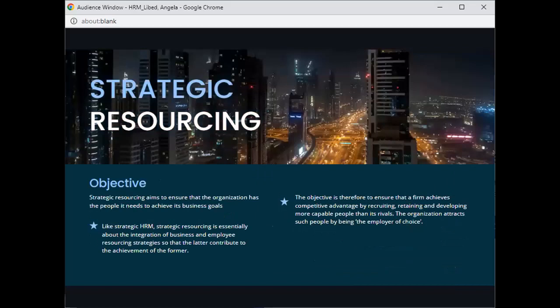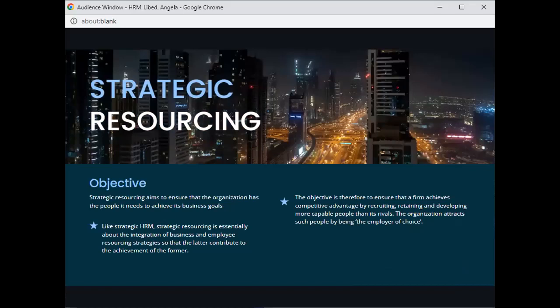So, there is an objective of strategic resourcing. Strategic resourcing aims to ensure that the organization has the people it needs to achieve its business goals. Like strategic HRM, strategic resourcing is essentially about the integration of business and employee resourcing strategies so that the latter contribute to achievement of the former.